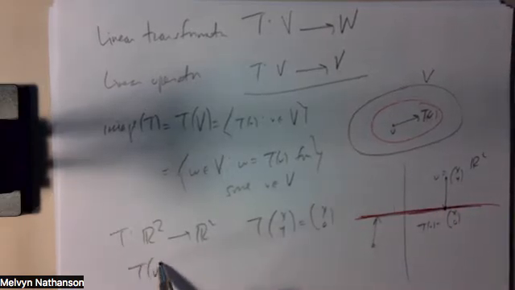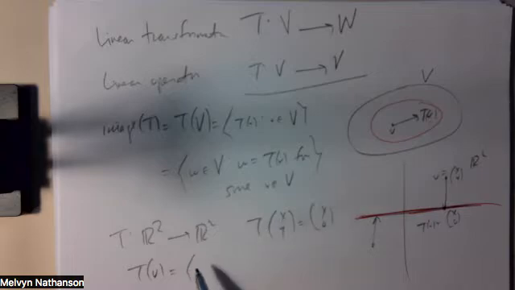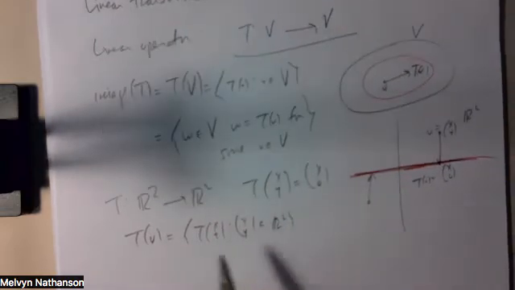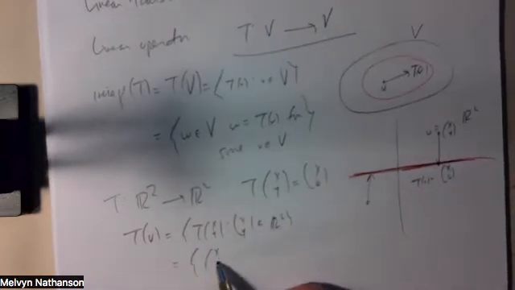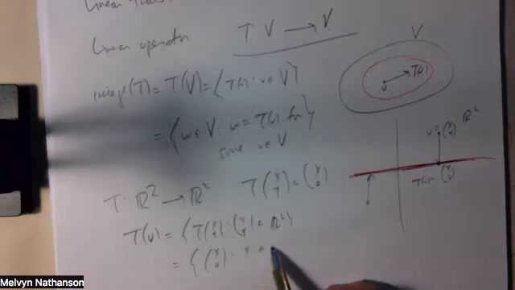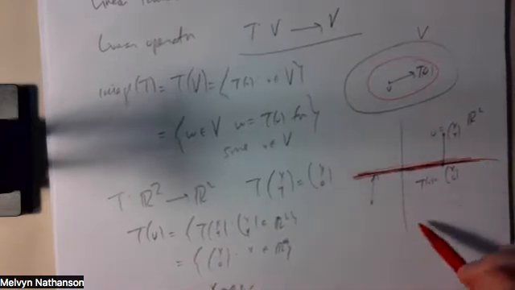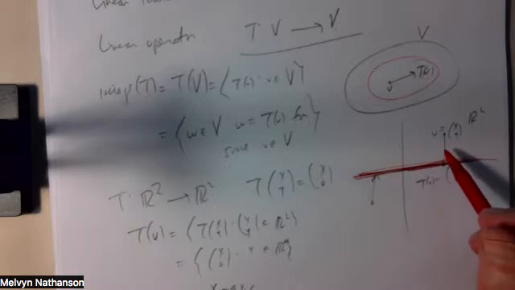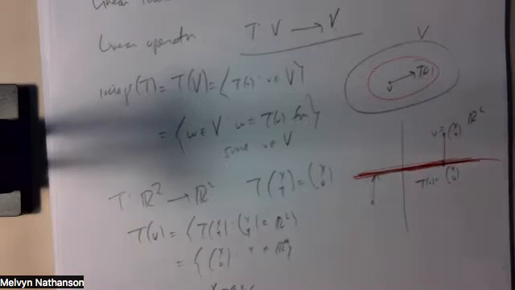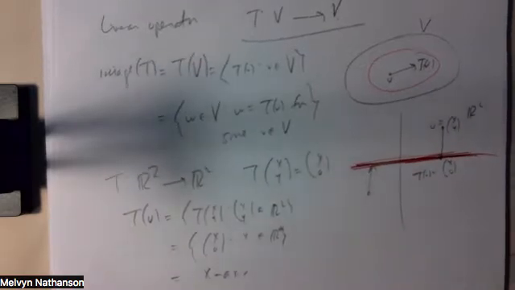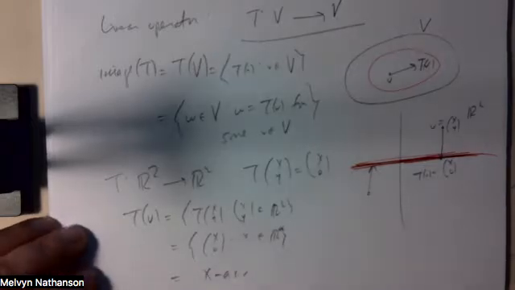So in this case, the image T of V is all vectors of the form T of (x, y), for (x, y) in R2. This is the same as all vectors (x, 0), for any x in R, which is just the x-axis. So in this case, T of V is just this line, this subspace. So T projects the vector onto the x-axis. That's what the image is. That's what T of V is in that case.